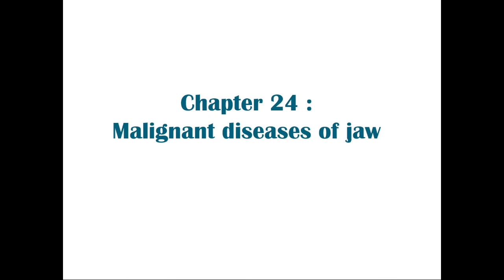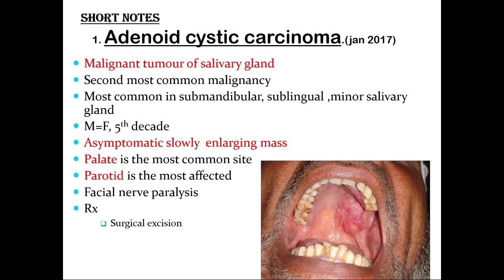Then the next chapter is about malignant diseases of the jaw. This is mainly an oral medicine topic. So, when the question is asked about adenoid cystic carcinoma, you can speak about what it is. It's a malignant tumor of the salivary gland, seen as the second most common, and it most commonly affects the submandibular, sublingual, as well as the minor salivary glands.